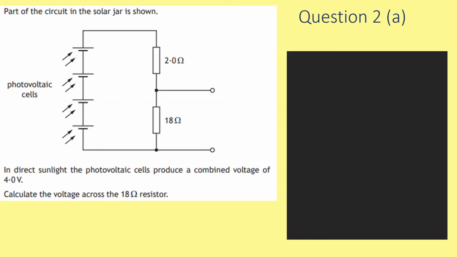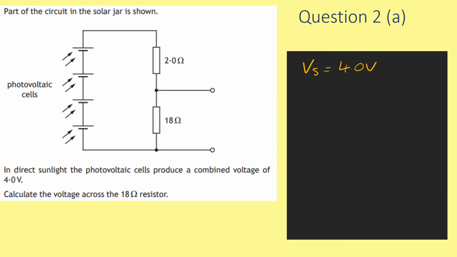Here's the circuit. In direct sunlight, the photovoltaic cells produce a combined voltage of 4 volts. Calculate the voltage across the 18 ohm resistor. First step in every calculation question, write down what you know. We know that the supply voltage coming from the solar cells is 4.0 volts.